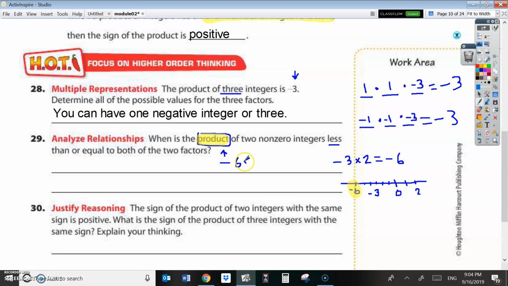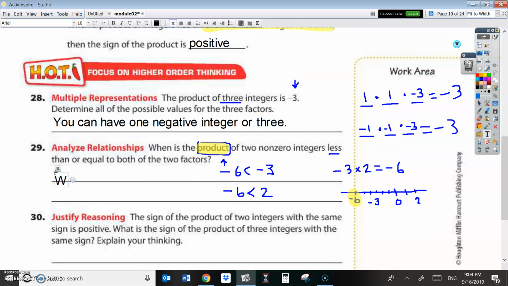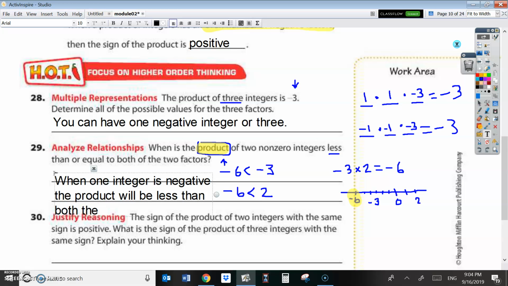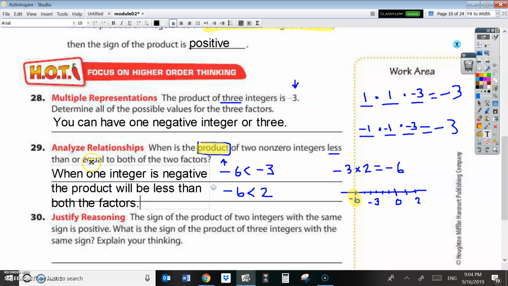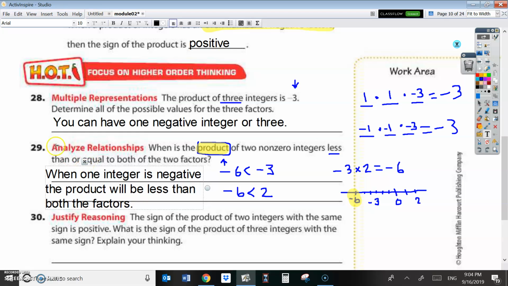And it is less than negative 3. Negative 6 is less than 2. So when one integer is negative, the product will be less than both the factors. Okay, now last one.